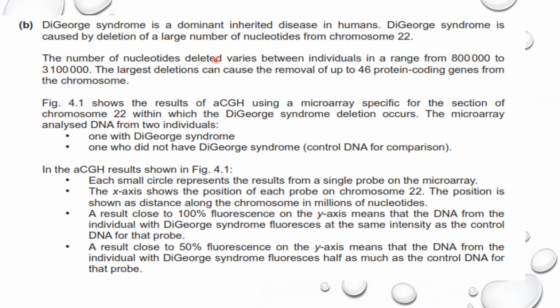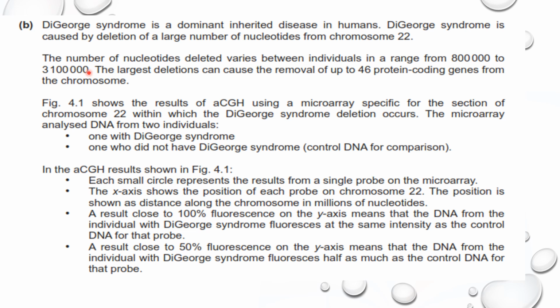So that means somebody that has the nucleotide deleted 800, right, may not have exactly the same phenotype as someone that has 3,100,000 deleted, right? Because the more nucleotides deleted, the more genes deleted. That means the person that has 800 deleted will have more genes compared to somebody that has 3,100,000 deleted. Okay, so they'll be different in phenotype.